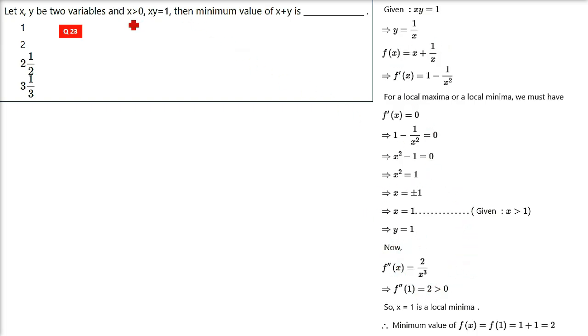The only thing which is important here is x greater than 0. So you won't take x equals to negative 1 in any case.